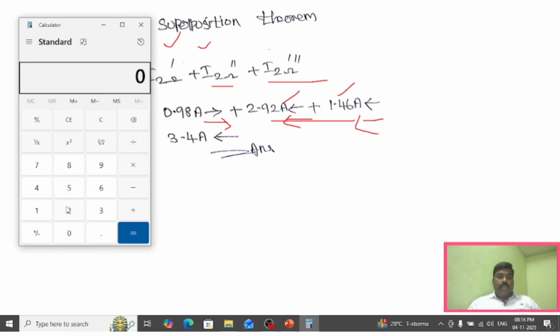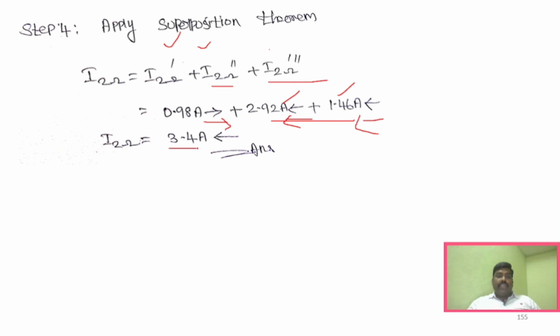So it will be 2.92 plus 1.46. It is 4.38. So it's 4.38 minus 0.98. It is 3.4, right? So this is how you have to solve the superposition theorem.